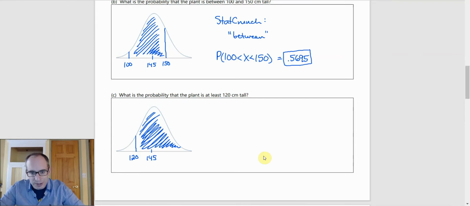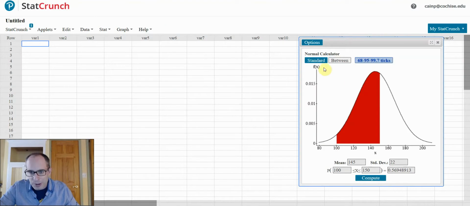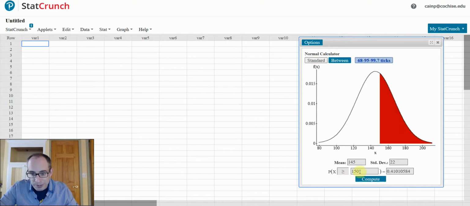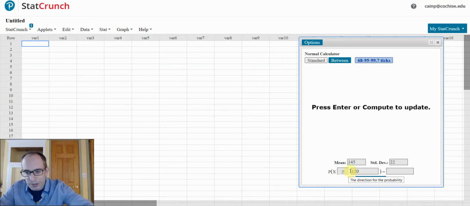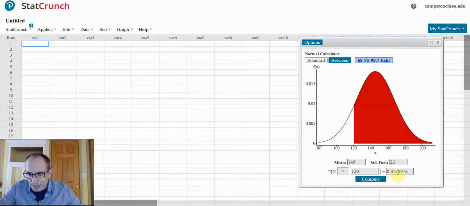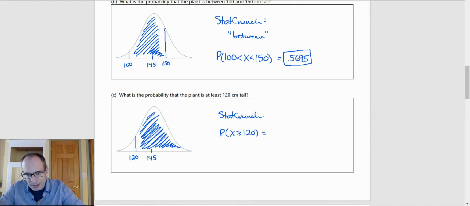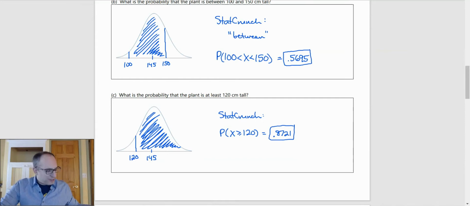So then if we go to StatCrunch, then the thing that we're trying to get would be the probability that x is at least 120. And if we go to StatCrunch, let's see, I've got to go back to standard. And then it's already set up for an at least, we just have to have a different cutoff. So if we change that to 120, compute, 8721. Looks like that's what we're getting. All right, so 0.8721. Got it. All right. That takes care of that one.